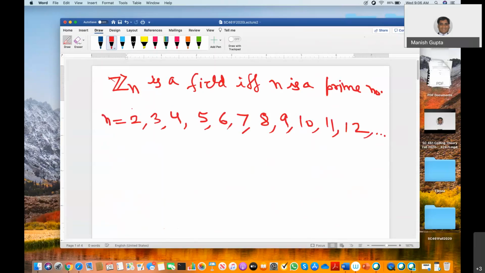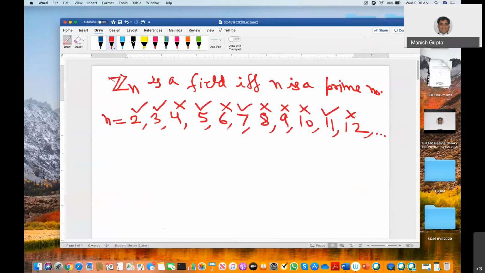So 2, yes, there is a field. 3, there is a field. 4, there is no field. 5, there is a field. 6, there is no field. 7, there is a field. 8, there is no field. 9, there is no field. 10, there is no field. 11, there is a field. 12, there is no field, right? So whenever n is a prime number, we will be able to construct a field.